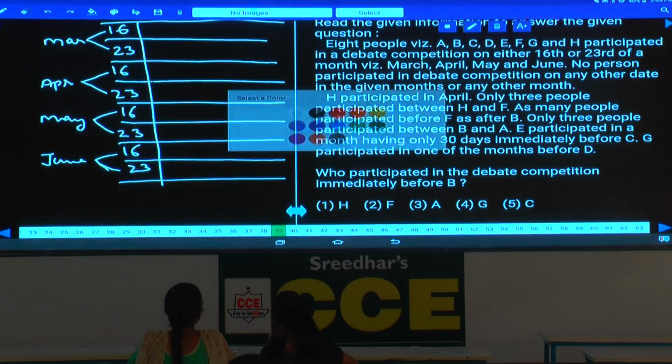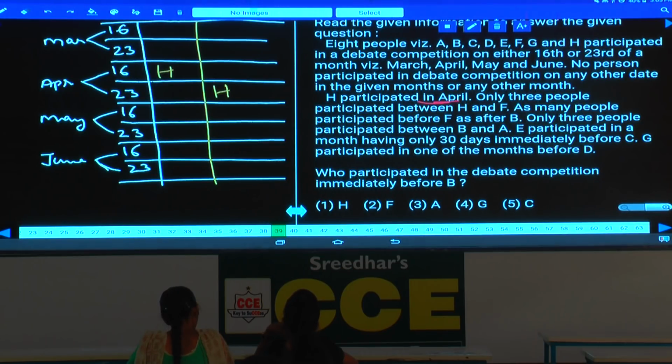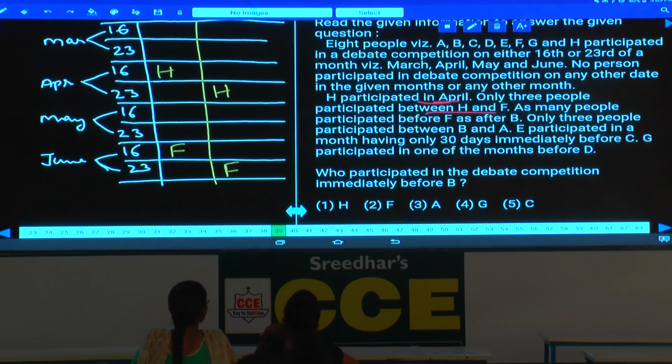Now in this one, condition number 1: H participated in April. As H participated in April, tell me how many different possibilities do we have. H could be either on 16th or 23rd of April. Now H can be on the 16th, and what is the other possibility? H can be on 23rd. H is on either 16th or 23rd of April. Only 3 people between H and F. 3 people between H and F, F will be here. Here 3 people between H and F, F must be on 23rd June.